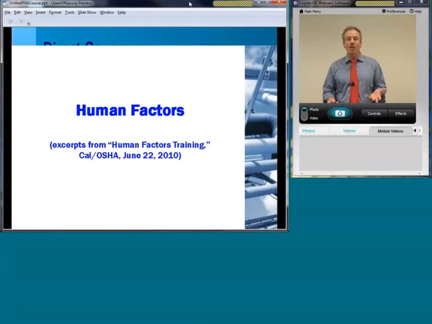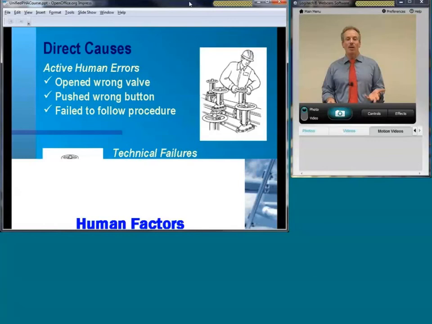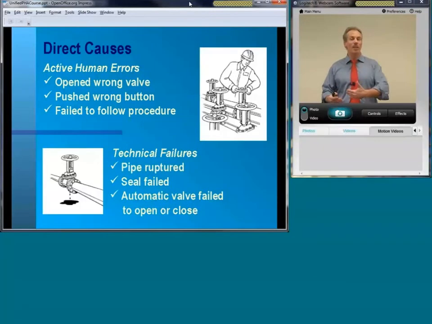Direct causes can be opening a wrong valve, pushing a wrong button, failing to follow a procedure. These are errors of commission or omission that can result in a potential hazard. These are things that you want to think about, and as appropriate, either couple them with technical failures or consider them in tandem with the technical failure.